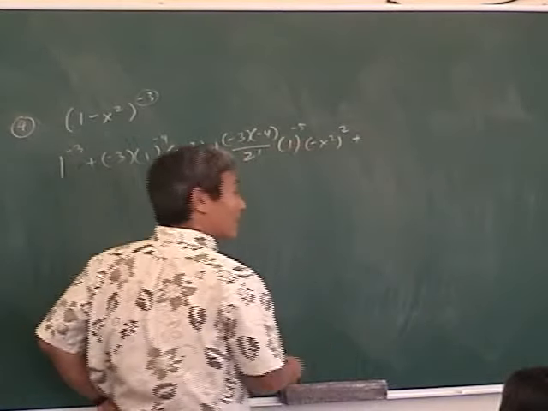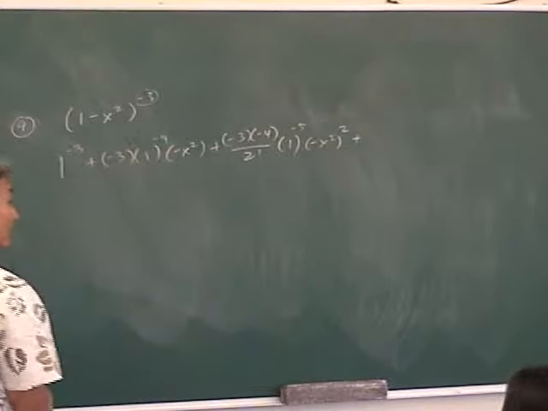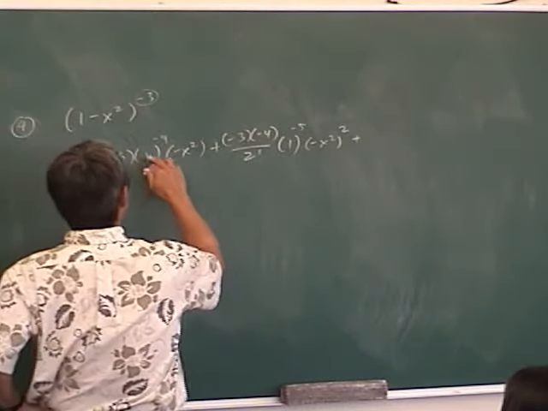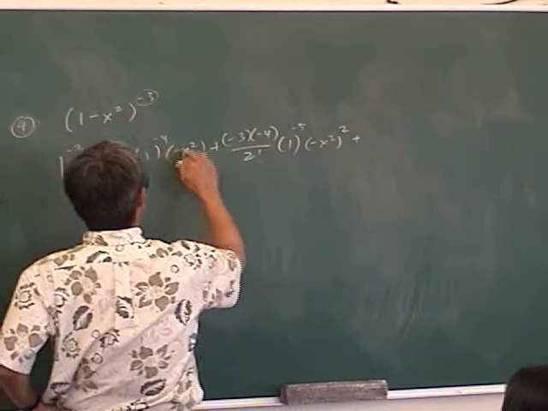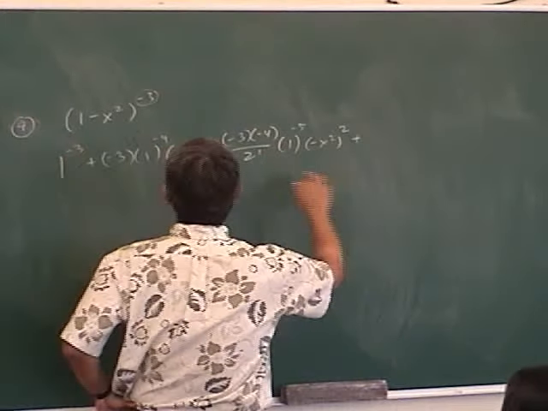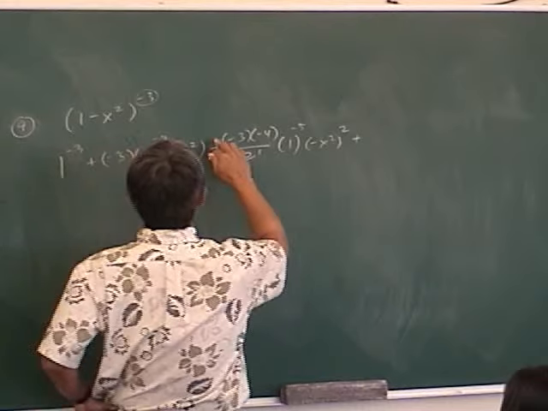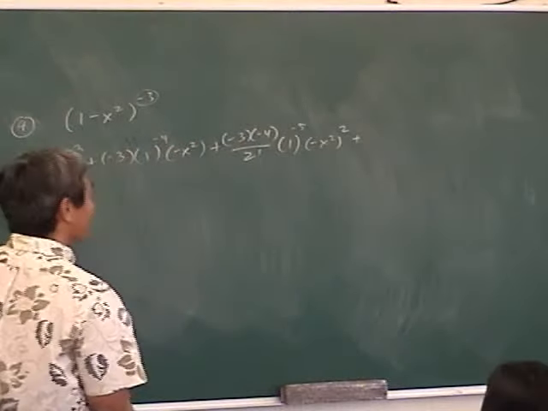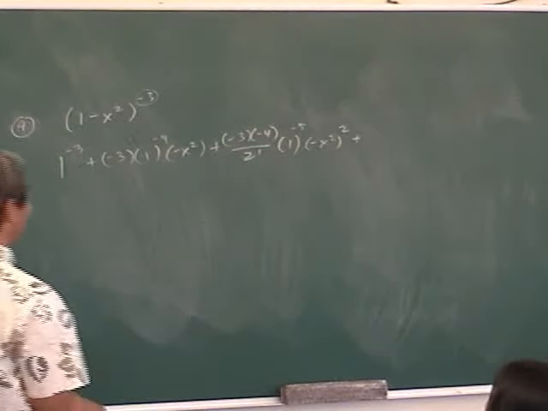Maybe you guys need a song. You guys need a song to help you remember the binomial theorem? Here, look. The power of A goes down by 1, down by 1, down by 1. The power of B goes up by 1. That's the binomial theorem. I just made it up now.